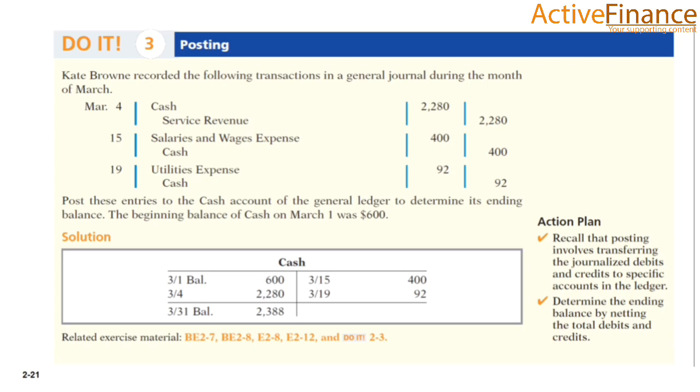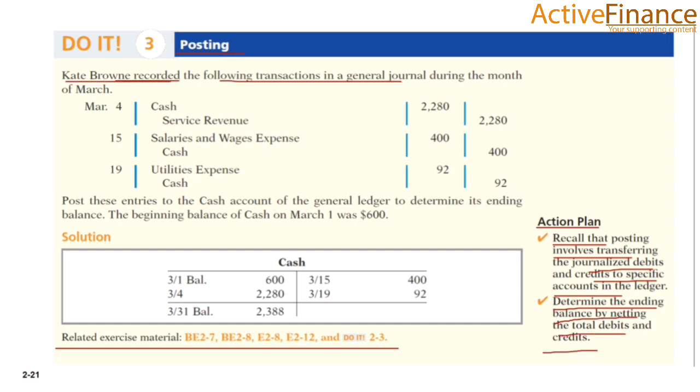Now this is the action plan included in this posting. You are advised to do the related exercises. These are the numbers given to you. In this do-it activity action plan, we recall that posting involves transferring the journalized debits and credits to the accounts in the ledger, and determining the ending balance by netting the total debits and credits. Katie Brownie recorded the following transactions in the general ledger during the month of March.